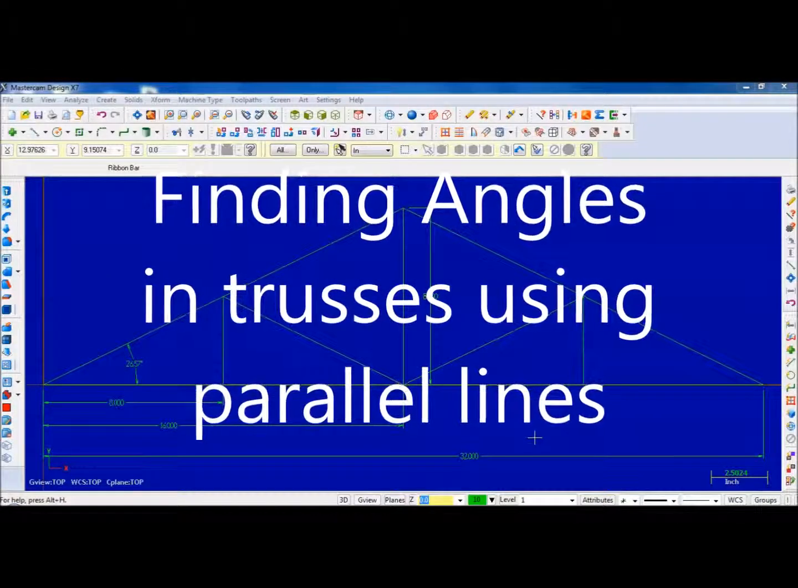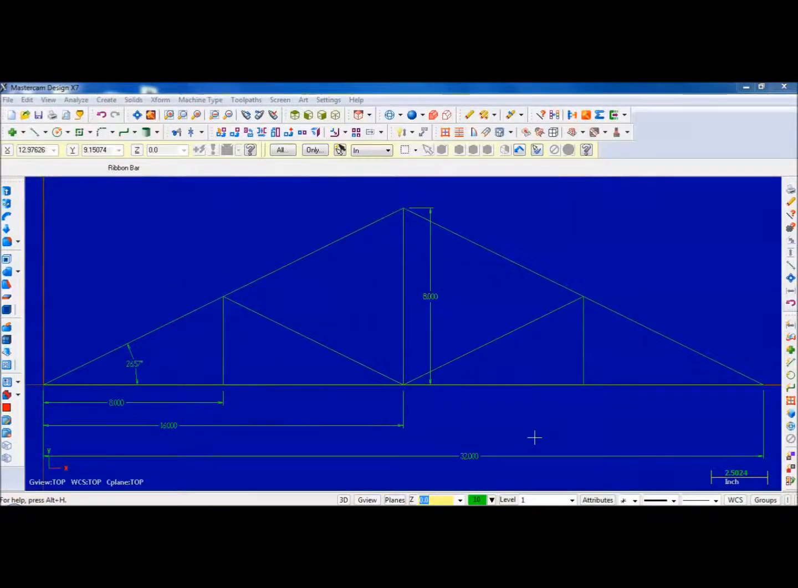I'm in Mastercam X7. The next assignment is to design a truss using the CAD software of your choice. This is the CAD portion of Mastercam, or you could draw it in Inventor. The span of the whole truss is 32 feet, and the pitch of the truss is 6 and 12. So let me show you how to go ahead and draw that.